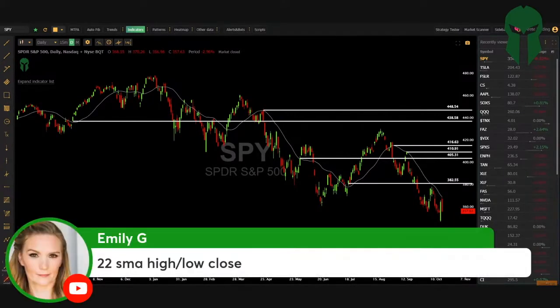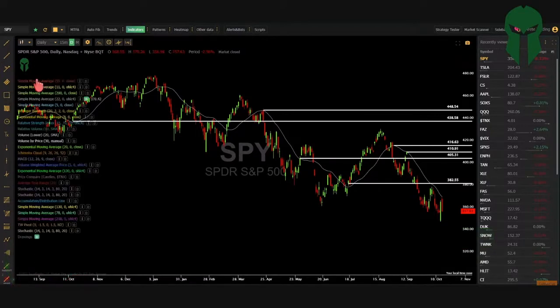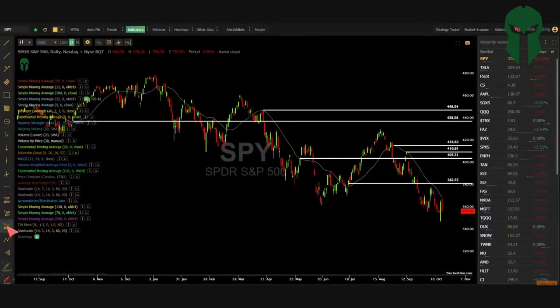So it is the 22 SMA, open, high, low, close. So it is this one, because there is a difference there. Right here, you can do high, low, close, or you can do open, high, low, close. You want the entire picture in there. You want the open registering as a line, the high registering as a line, and you want the close registering as a line. There is a difference to this.